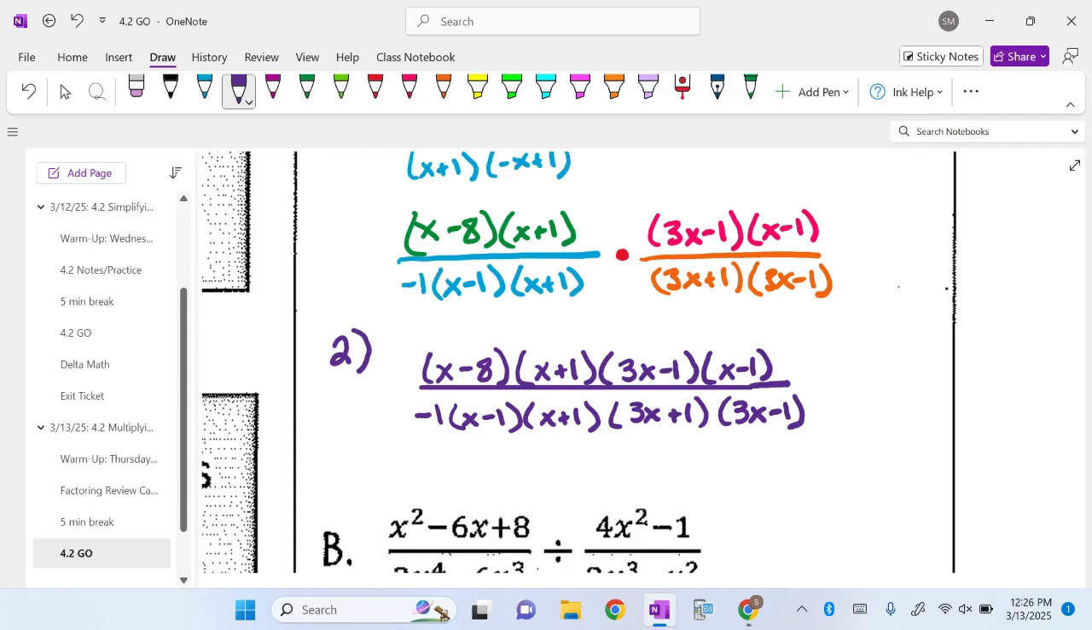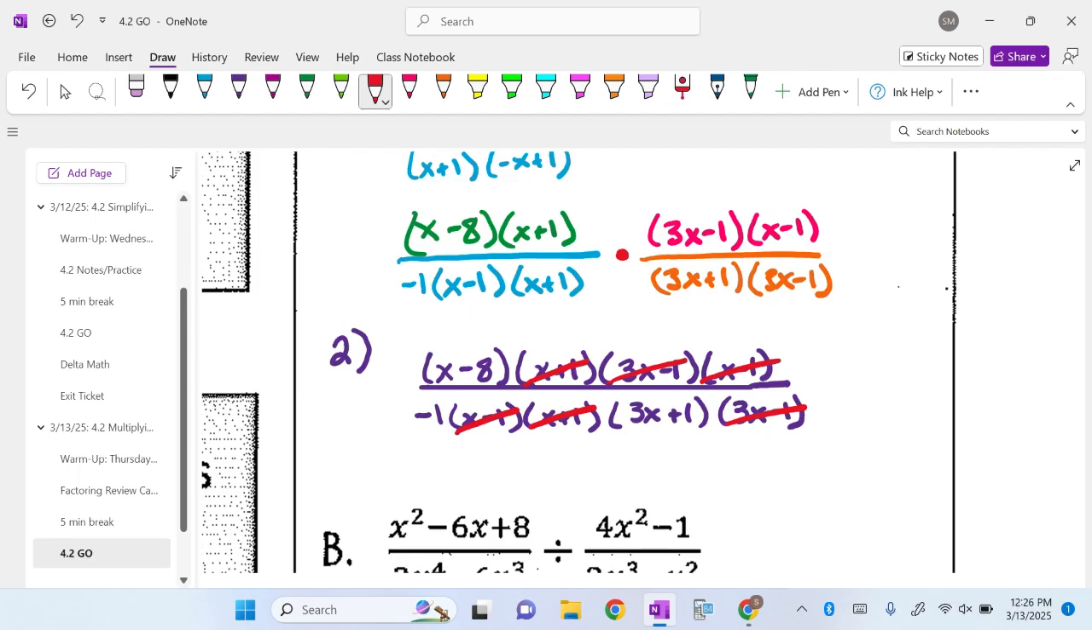Right. Cancel out or cross out the factors that appear in both the numerator and the denominator at the same time. So what is one set of factors that appear in both the numerator and the denominator that I can cross out? X plus 1. So x plus 1's gone. What else? 3x minus 1. There's one top, one on the bottom. They're gone. What else? X minus 1. Those are gone. Anything else?